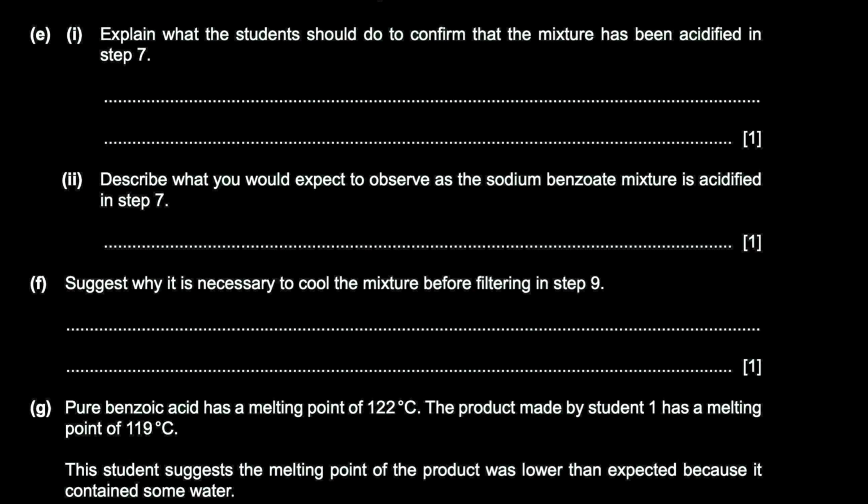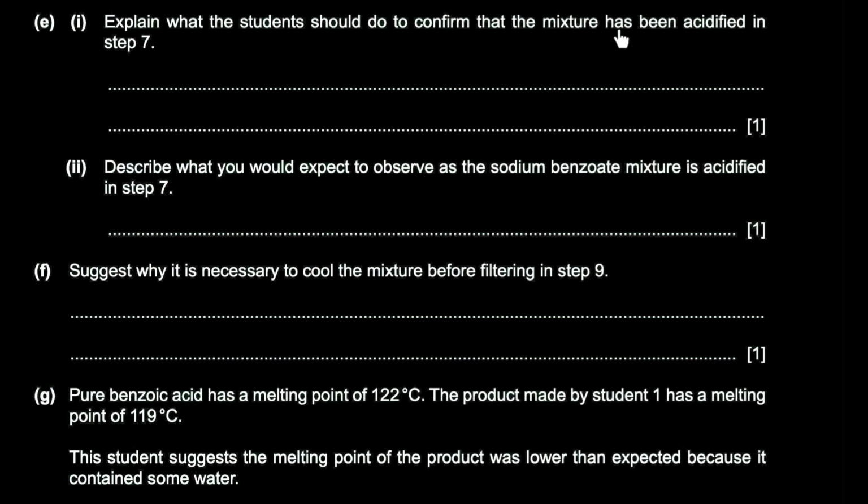Explain what the student should do to confirm that the mixture has been acidified in step 7. So to check that the mixture is acidic, we can use an indicator, like methyl orange.